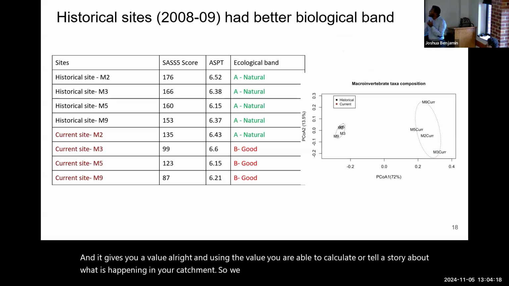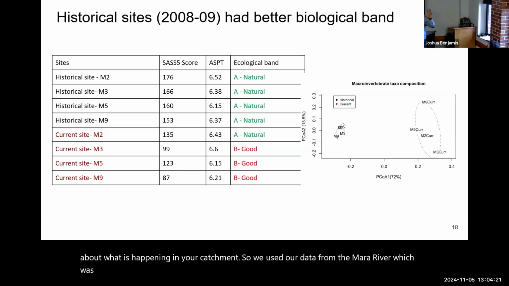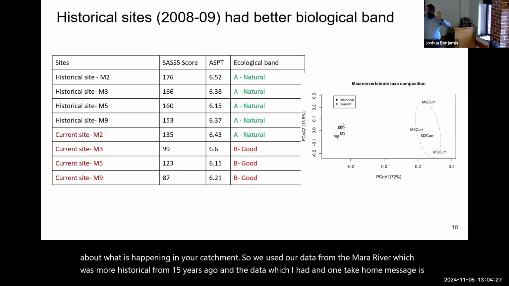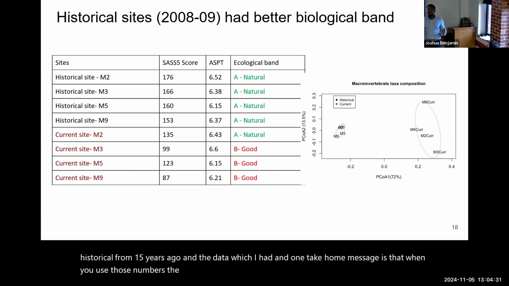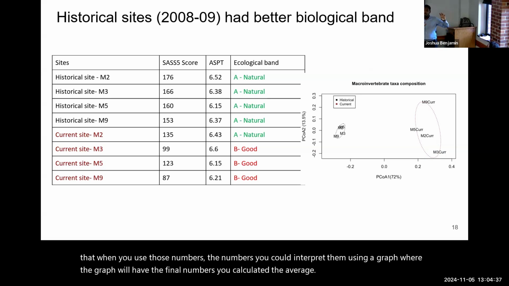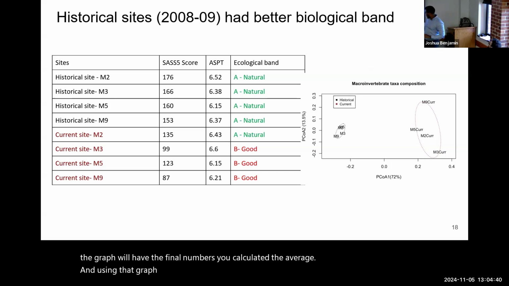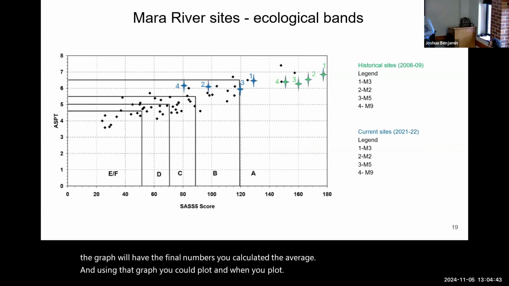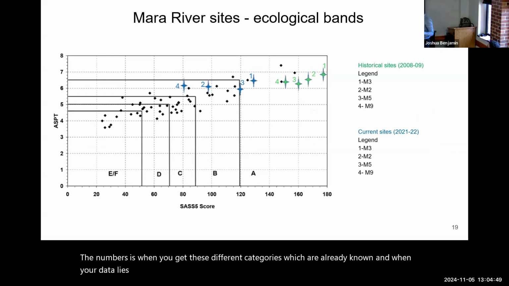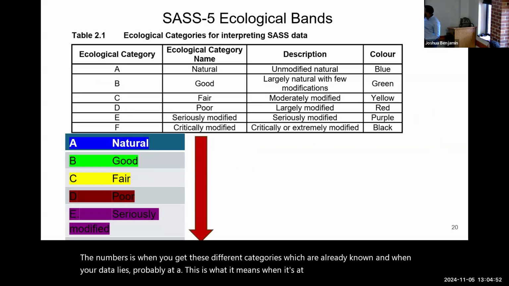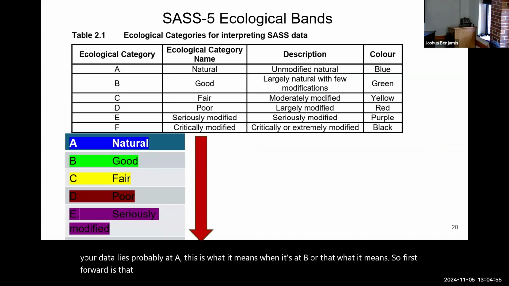So we used our data from the Mara River, which was more historical from 15 years ago, and the data which I had. One take-home message is that the numbers you could interpret using a graph, where the graph will have the final numbers you calculated, the average score per taxa, and your SAS score. And when you plot the numbers, you get these different categories, which are already known. When your data lies probably at A, this is what it means. When it's at B, that is what it means. So fast forward, if your data lies in A class, it's more like a natural state, an unmodified kind of system and things like that.